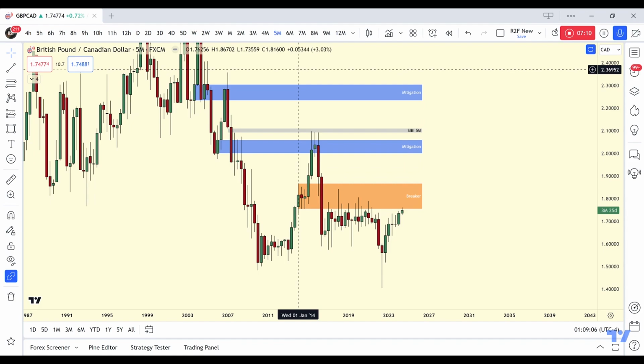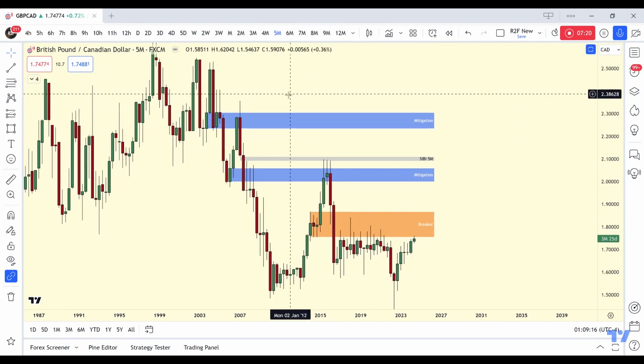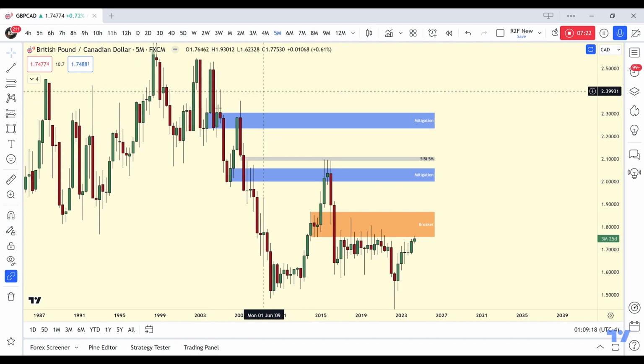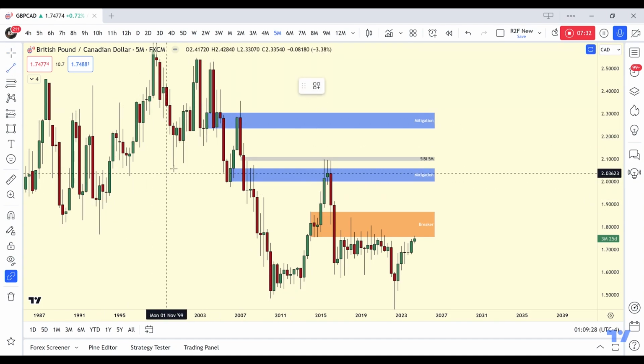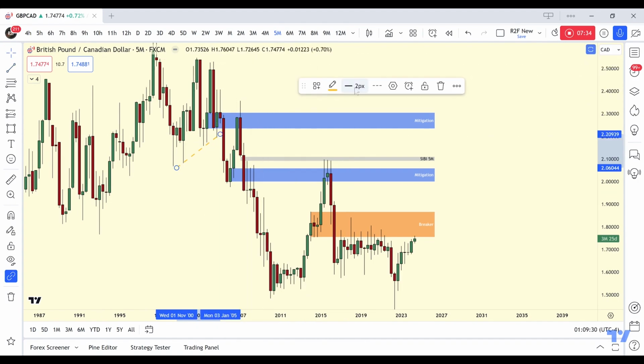So another tip is having the confluence of multiple time frames is very useful in your analysis. But staying on this time frame of the 5-month, we see a mitigation block down here and an order block / mitigation block here. So we see price break down the structure, taking out this trend line liquidity as well.